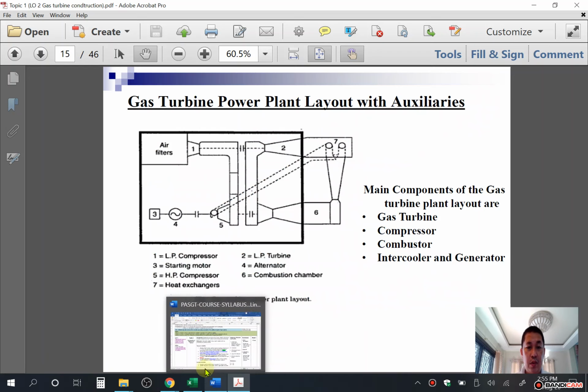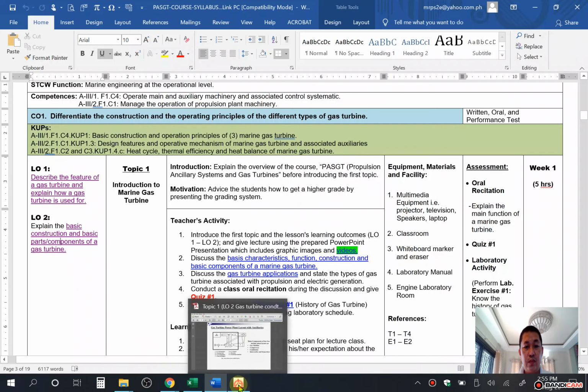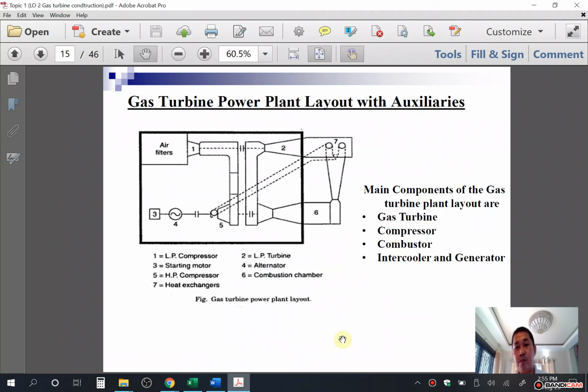So here we will continue to discuss. So here, a gas turbine power plant layout with auxiliaries.